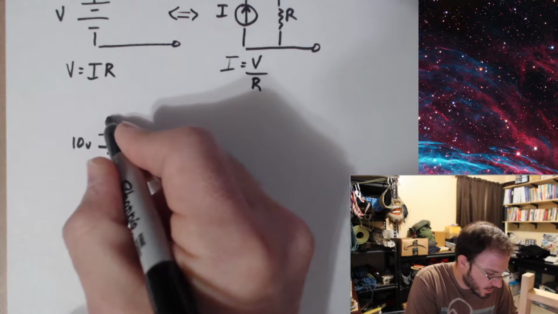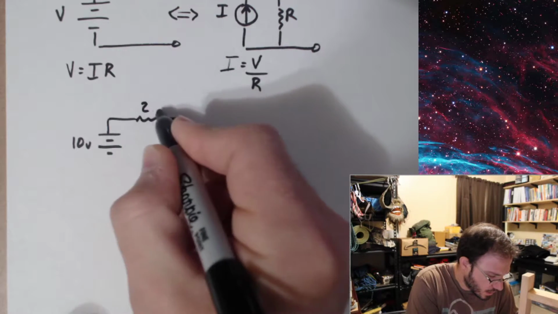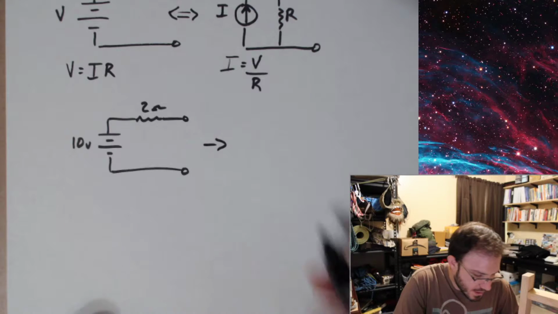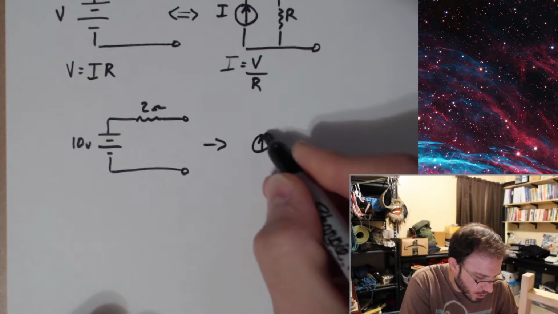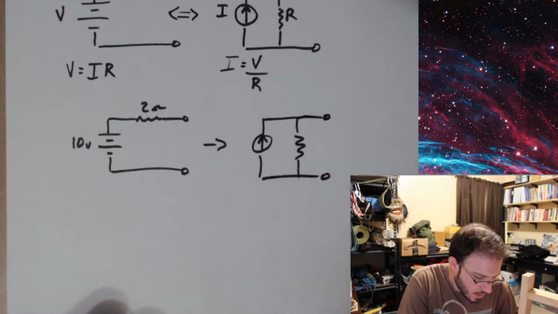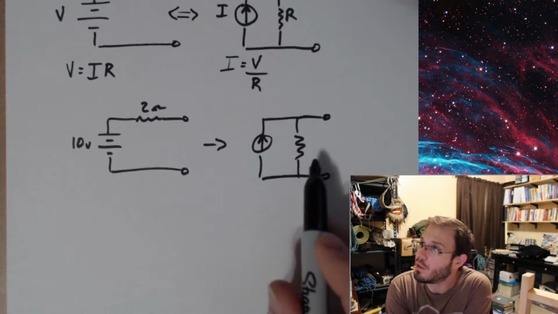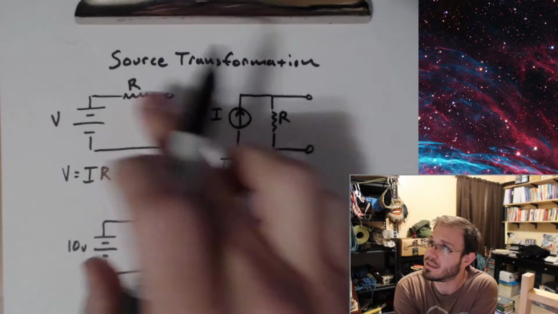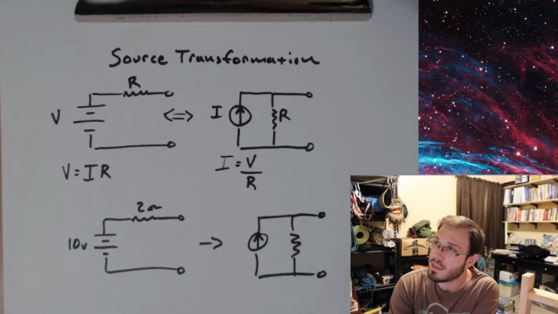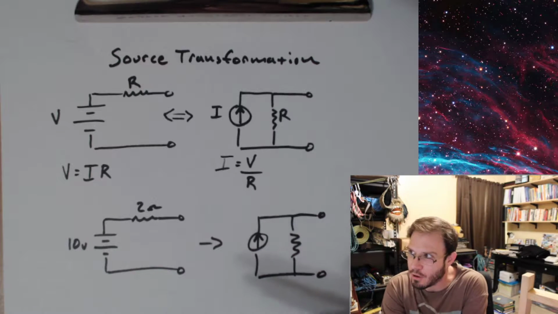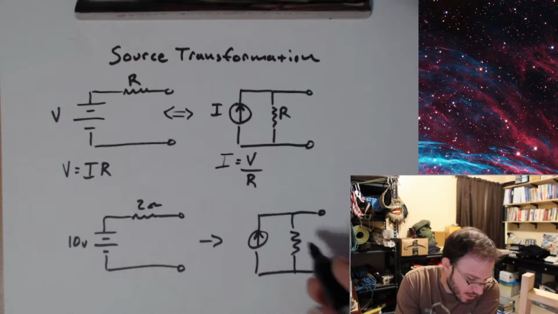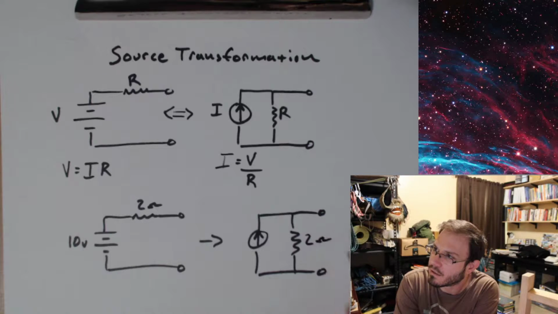Let's take a 10-volt source and a 2 ohm series resistor, and let's say that what we wanted was a current source in parallel with a resistor. Now, the resistance is going to stay the same. R stays the same among these. In fact, when you did your Thevenin and Norton equivalent circuits for the lab that we did last time, you saw that you calculate R the same exact way, right? So the R stays the same. In other words, we're going to get 2 ohms here.